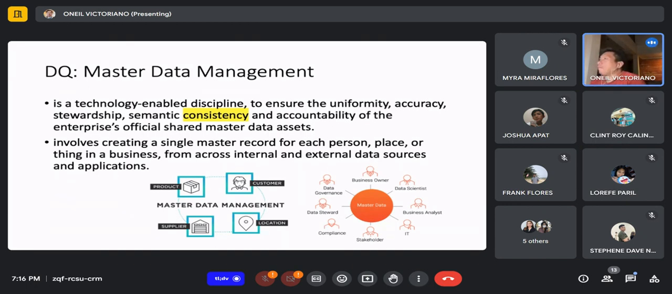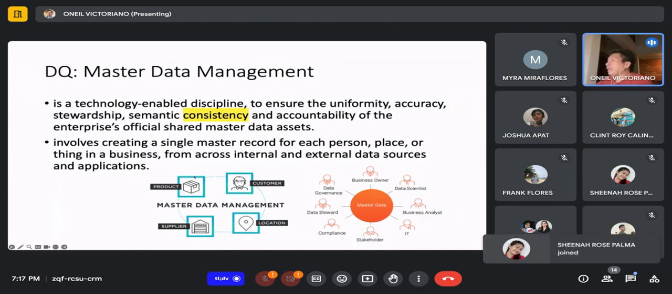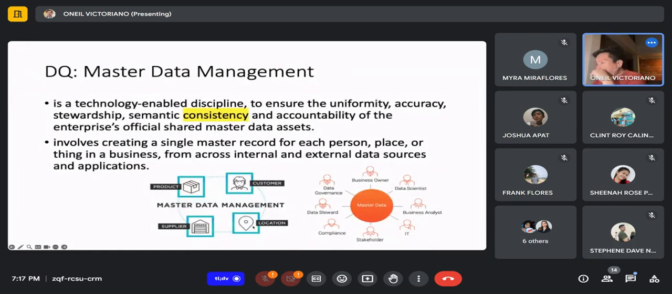MDM, or master data management, is the technology-enabled discipline to ensure the uniformity, accuracy, stewardship, semantic consistency, and accountability of the enterprise's shared master data. Why do we call it master data? Master data is some profile data. Examples of master data are customers, location, suppliers, and products. These are master data, which should be very consistent.